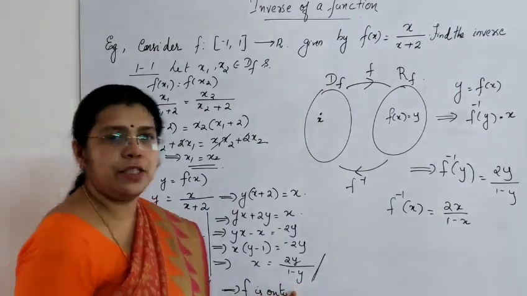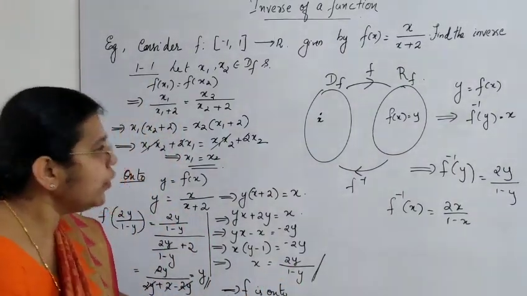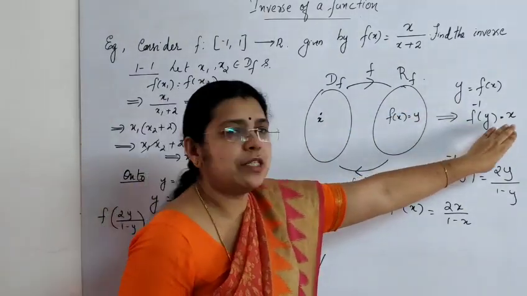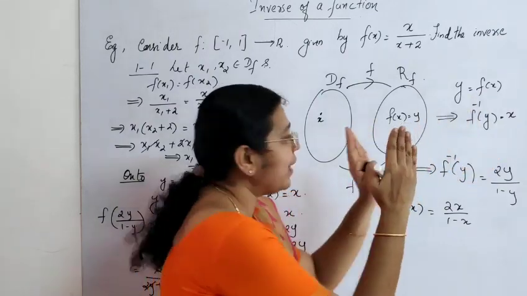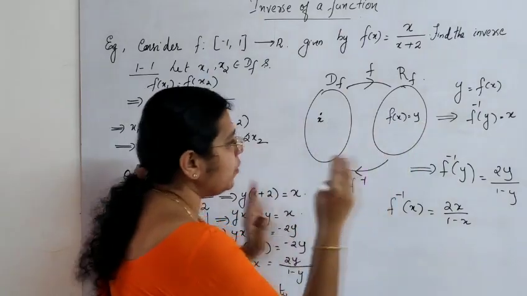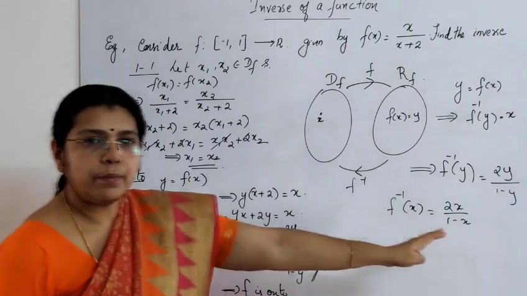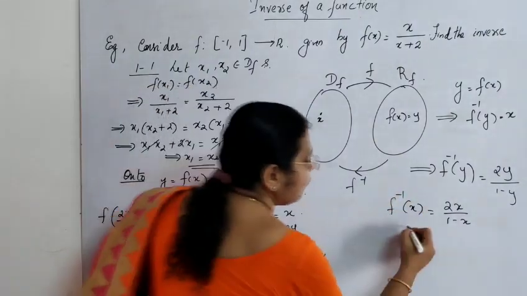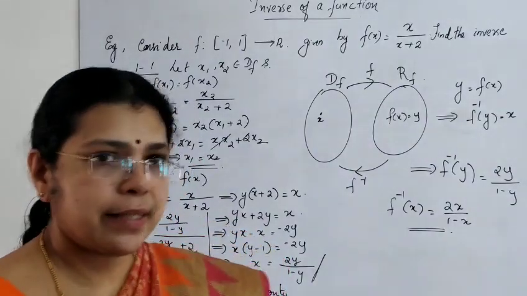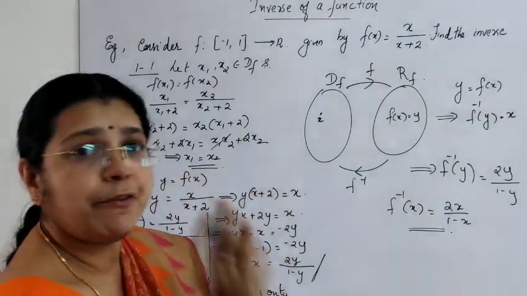So this is the methodology of how you prove it. That is, once you prove it is 1-1 and onto, then you have that y is equal to f of x, which implies f inverse of y is equal to x. Let that be the second part. Already we had got the first part. Now comparing 1 and 2, I can write f inverse of y is equal to what? 2y by 1 minus y. Therefore, the inverse f inverse of x is equal to what? 2x by 1 minus x. So this is the first method.